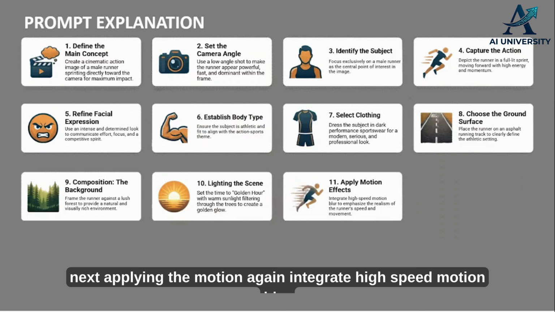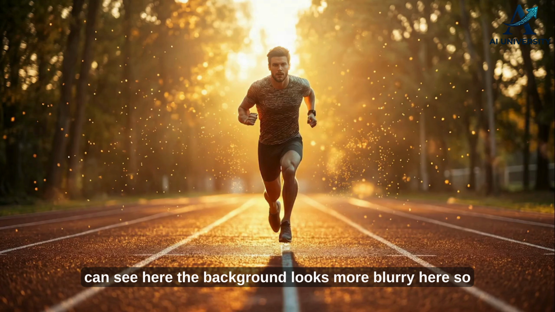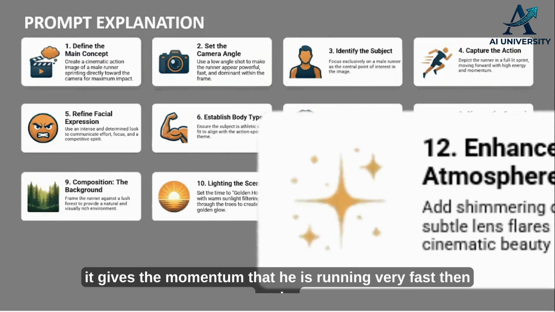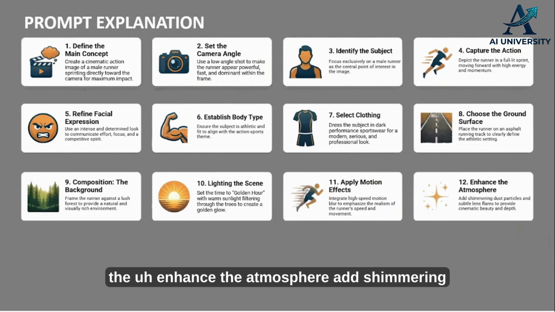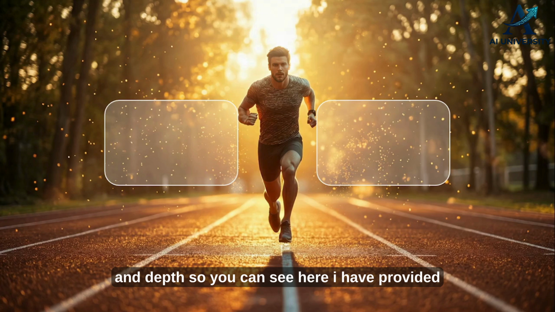Then next, applying the motion. Integrate high speed motion blur to emphasize the realism of the runner's speed and movement. So you can see here the background looks more blurry. So it gives the momentum that he is running very fast. Then enhance the atmosphere. Add shimmering dust particles and subtle lens flare to provide cinematic beauty and depth. So you can see here I have provided the dust particles.